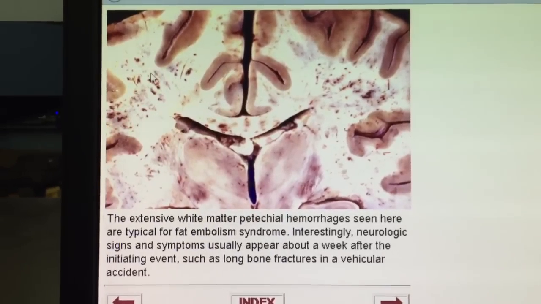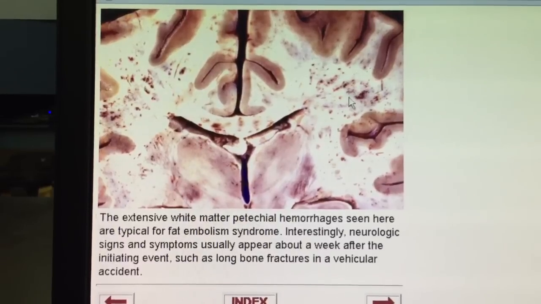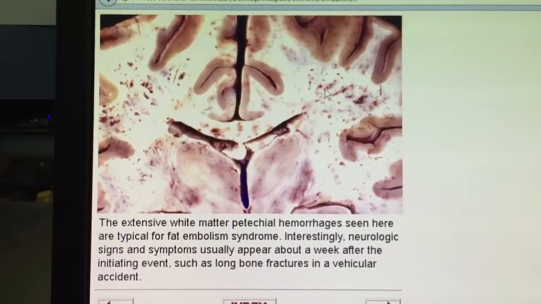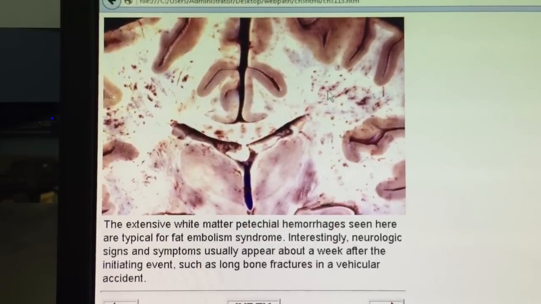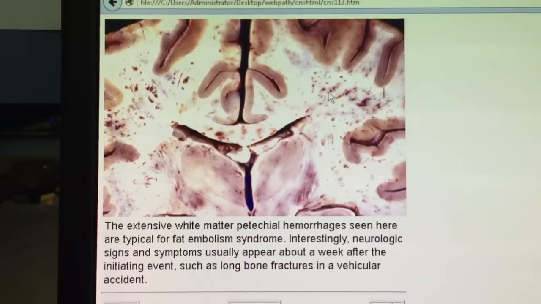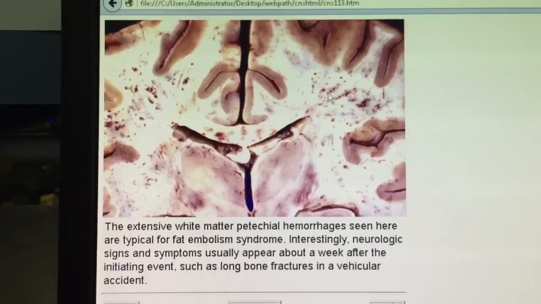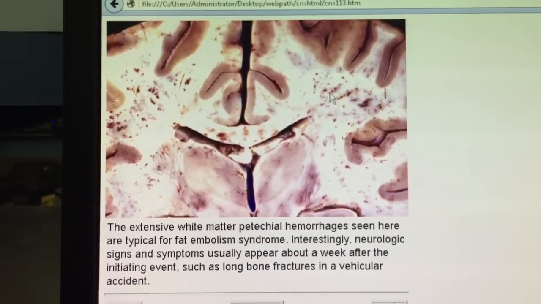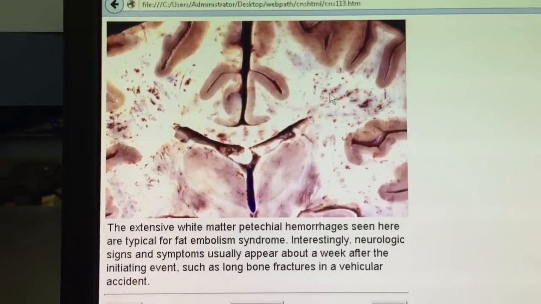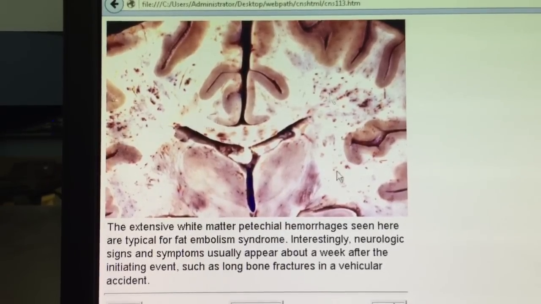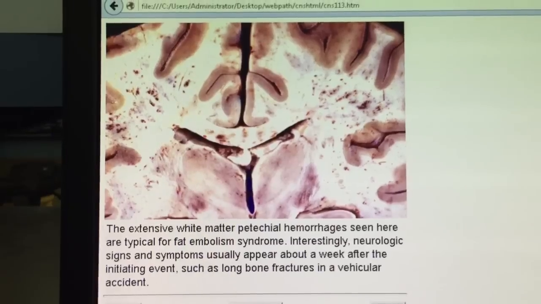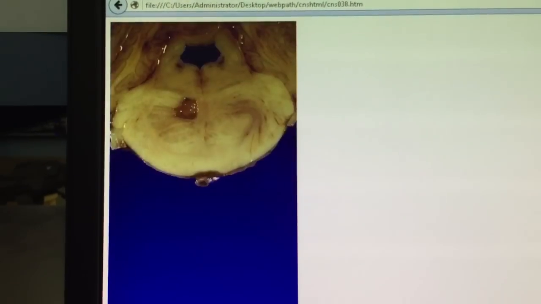Here, extensive white matter petechial hemorrhage is seen. This one is due to fat embolism syndrome. We can suspect this if the patient had an injury like a fall or a car accident 1 week before the presentation. Then we can suspect fat embolism syndrome, because the fat embolizes from the bone into the brain and causes this ischemia. So the patient will present with neurological signs and symptoms.